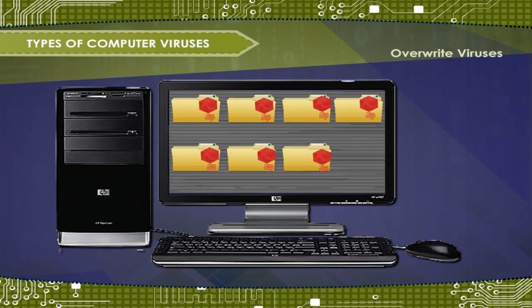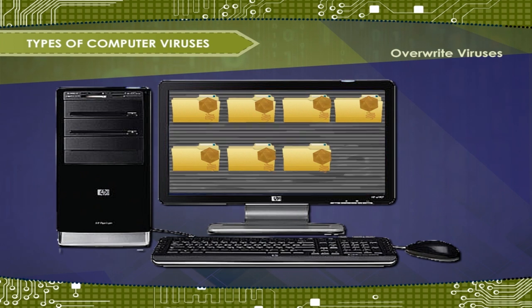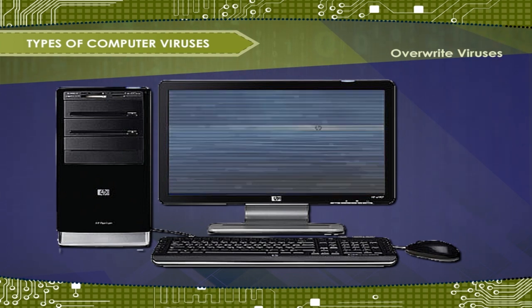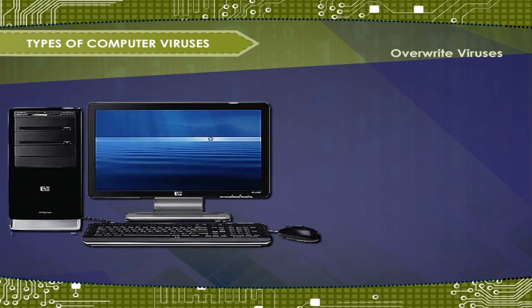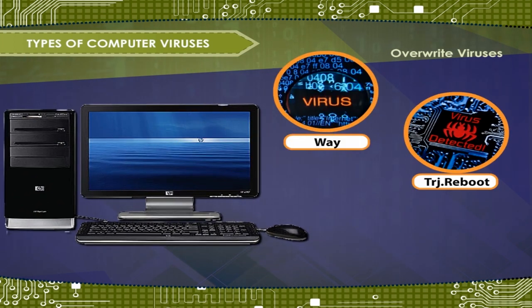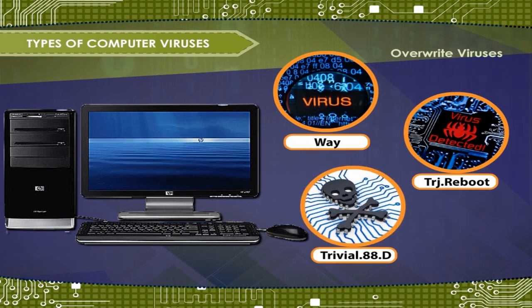Overwrite viruses. A virus of this kind is characterized by the fact that it deletes the information contained in the files that it infects, rendering them partially or totally useless once they have been infected. The only way to clean a file infected by an overwrite virus is to delete the file completely, thus losing the original content. Examples of this virus include Way, Trj.Reboot, Trivial.88.D.